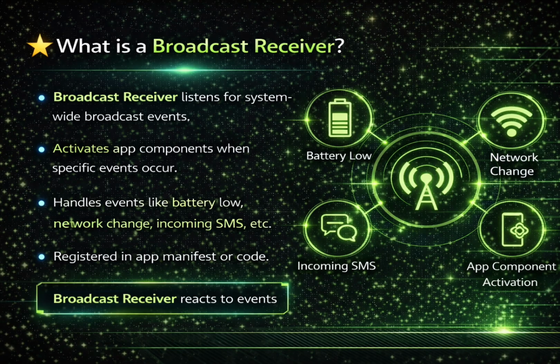Broadcast receivers can be registered in two ways: statically in the Android manifest, or dynamically through code while the app is running. In short, a broadcast receiver reacts to system events and allows your app to stay aware of important changes happening on the device.